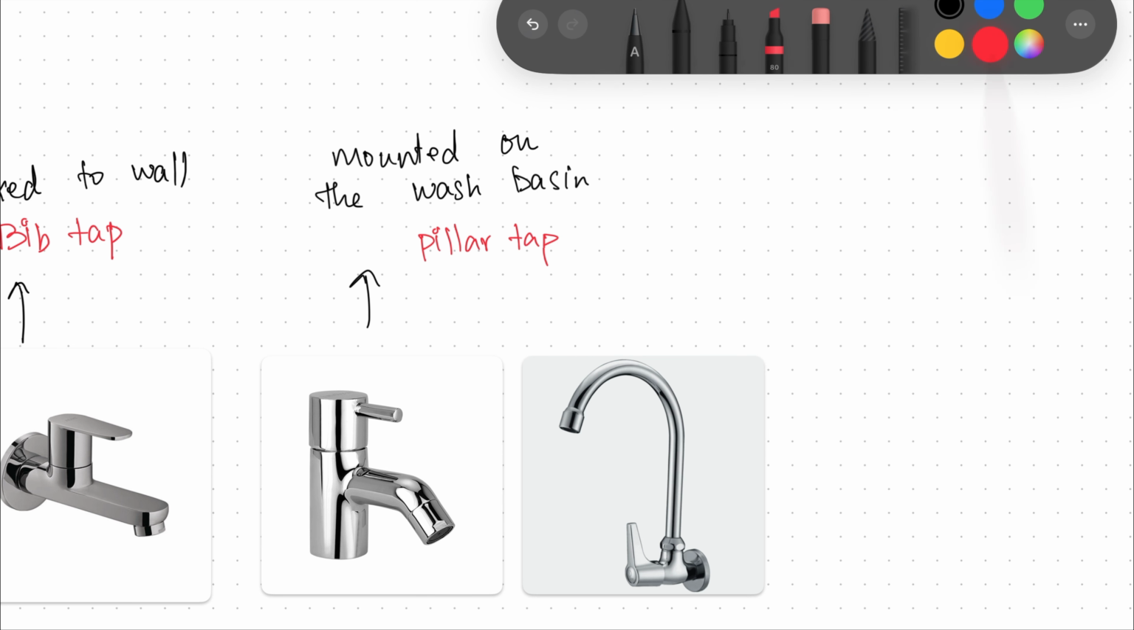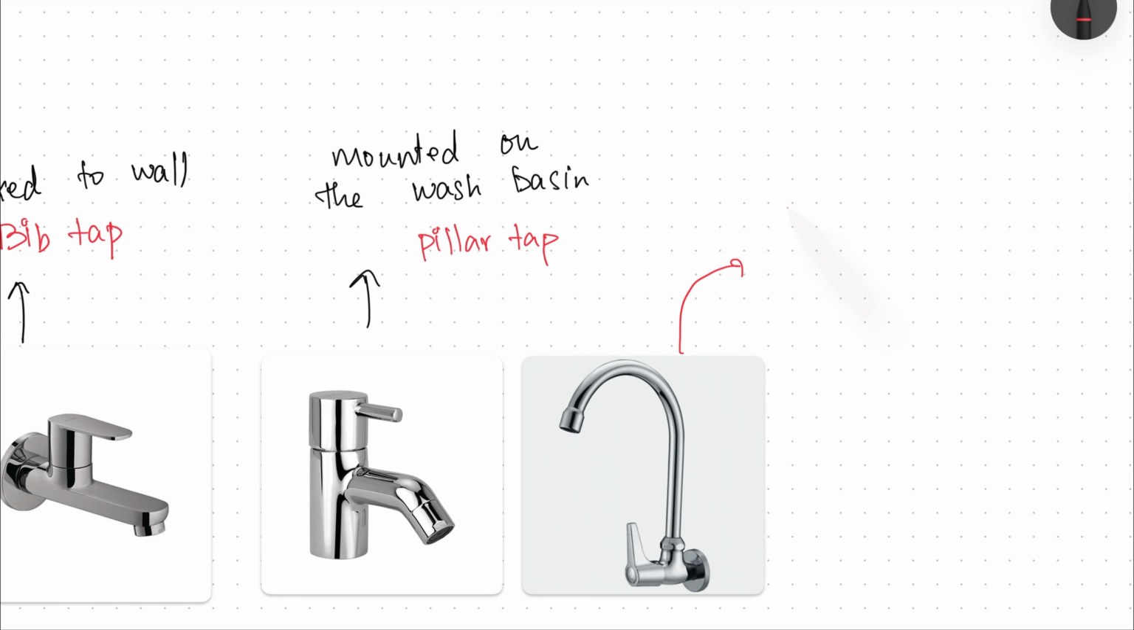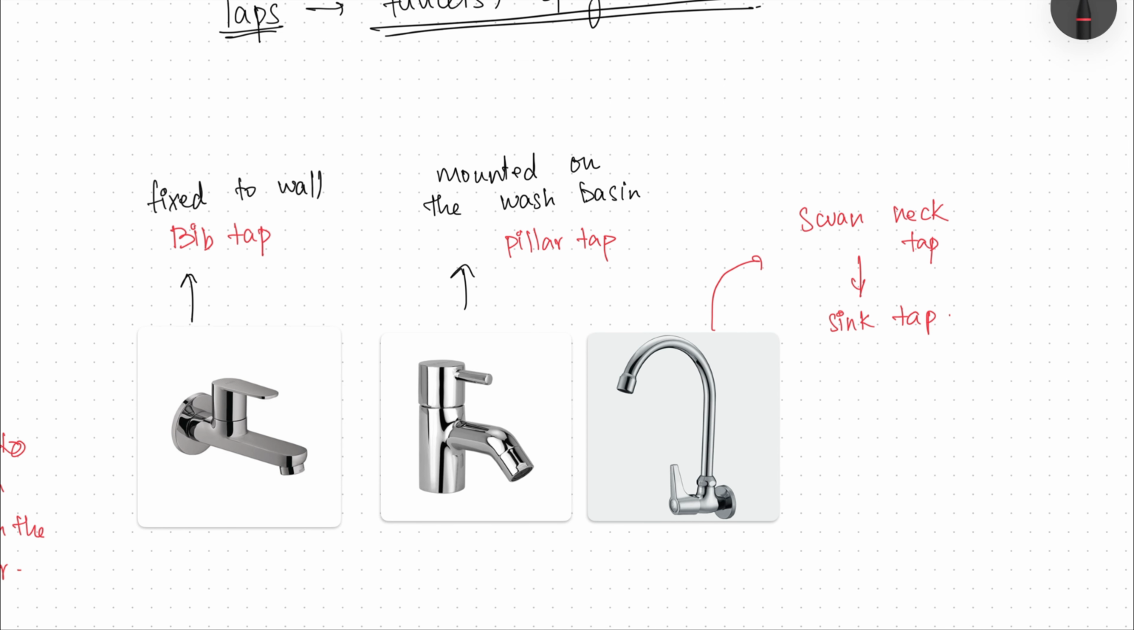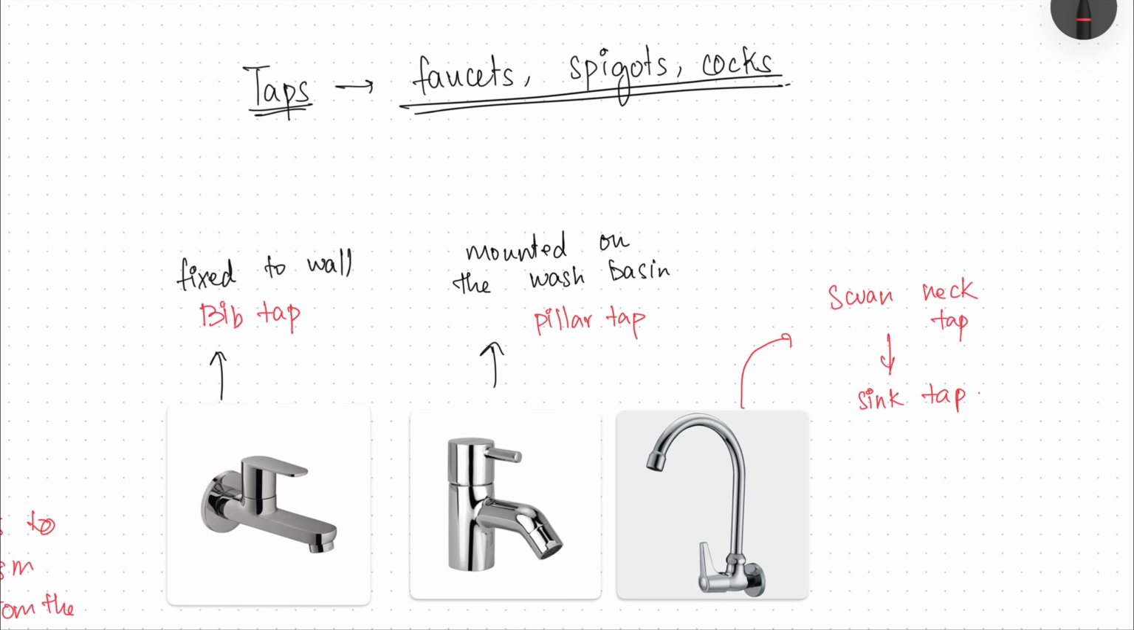And this is called a swan neck tap because of the shape of it. Since this is most predominantly used in sinks, it's also called a sink tap. Taps are nothing but a valve that regulates the flow of water, and there are different types of taps.